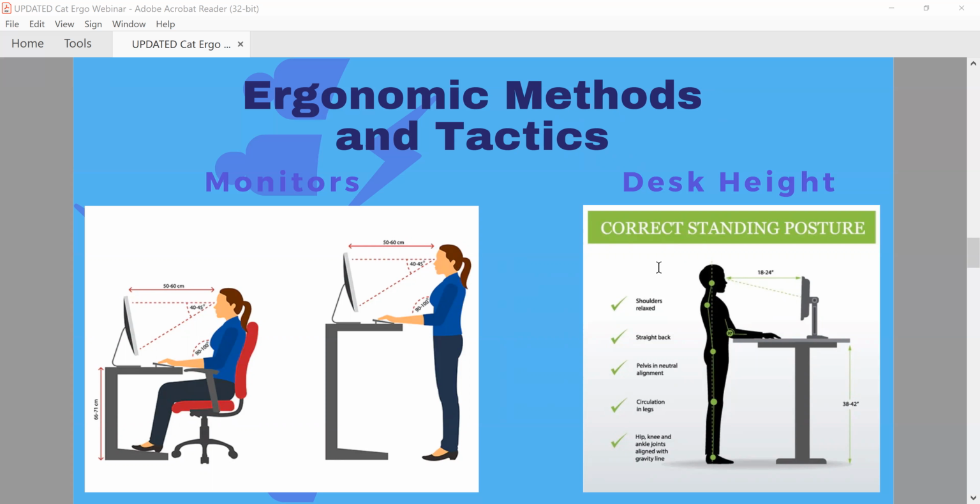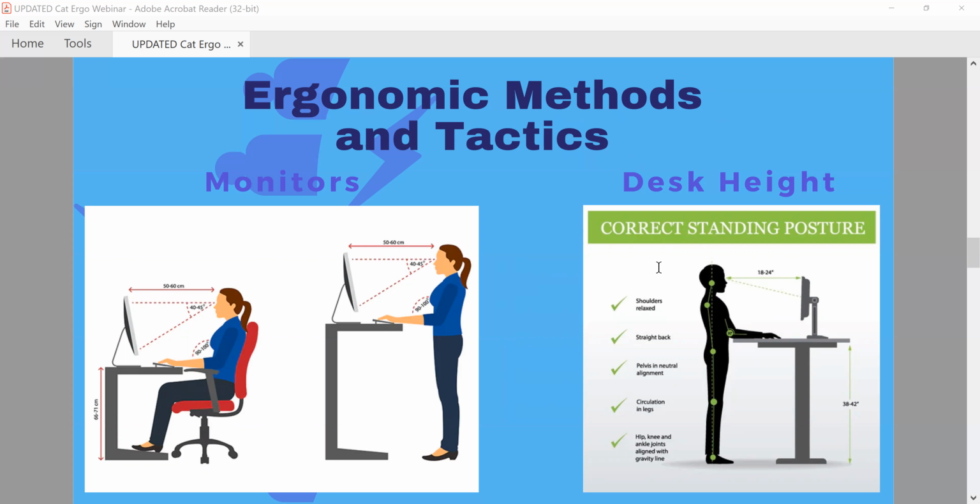Referring to the left image, your monitor should be positioned so that the top of the screen is at eye level and approximately 50 to 100 centimeters away from you. This is roughly an arm's length away. You can see on the screen that the woman is exemplifying this distance while sitting and while standing.